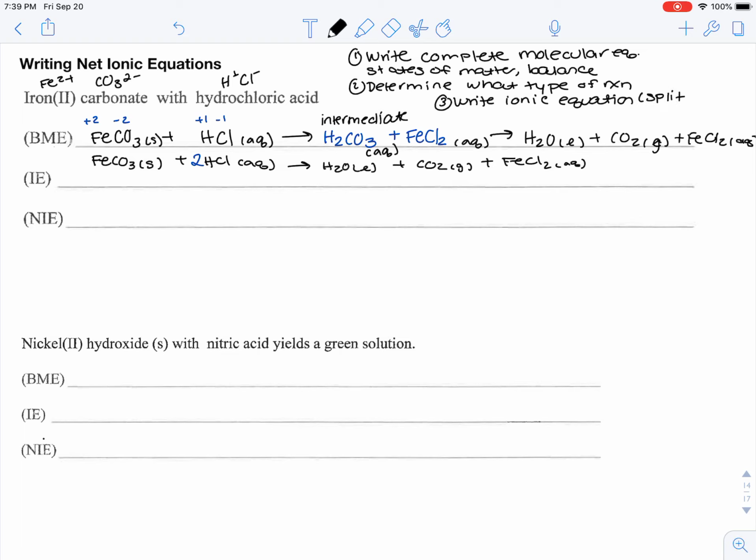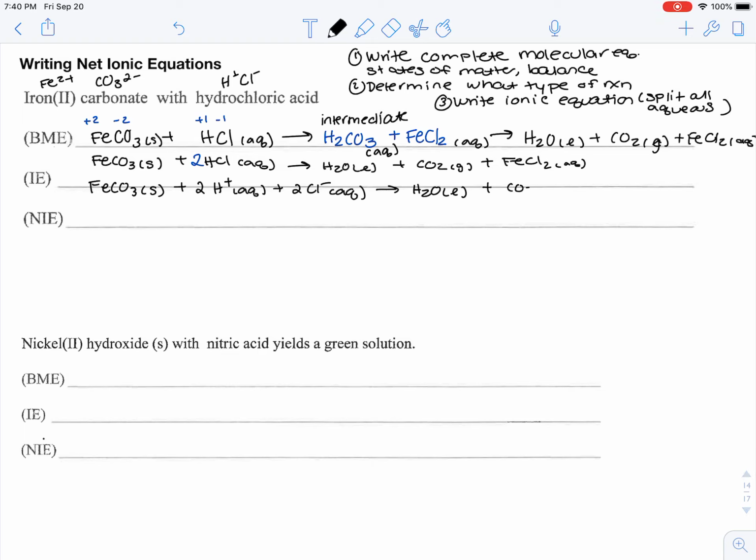Split all aqueous solutions, essentially, except for weak acids. So iron 2 carbonate is a solid salt, so that stays together in the ionic equation. Hydrochloric acid is a strong acid and 100% dissociates, so that will be split up. Water is a liquid. The molecules are attracted towards each other, so that stays together in the ionic reaction.